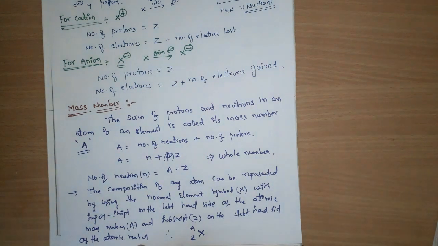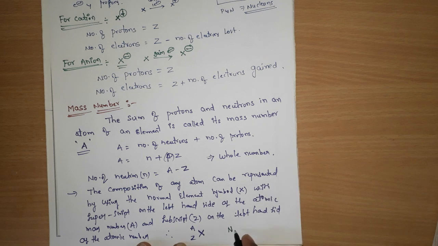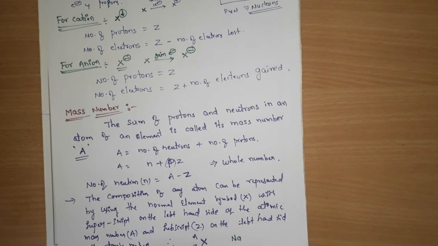For example, here I am taking sodium. Na is the symbol of sodium. The mass number of sodium is 23 and the atomic number Z is 11. Like this you will represent it.